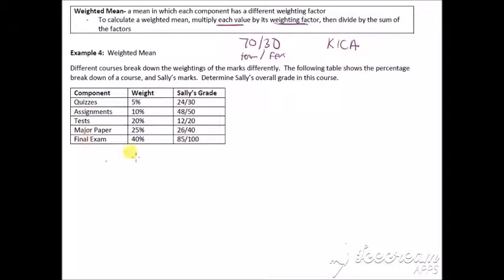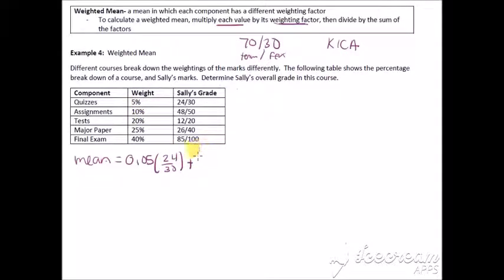So let's actually go through this question. Okay, different courses break down the weightings of marks differently. The following table shows the percentage breakdown of a course and Sally's marks. Determine Sally's overall grade in this course. So what we're going to do, it's supposed to be mean. There we go. Okay, so quizzes are worth 5%. So we're going to take 5%, and for that 5%, Sally got 24 out of 30.